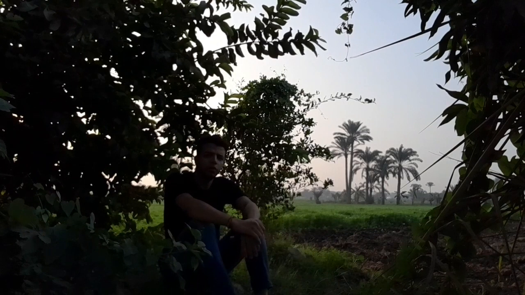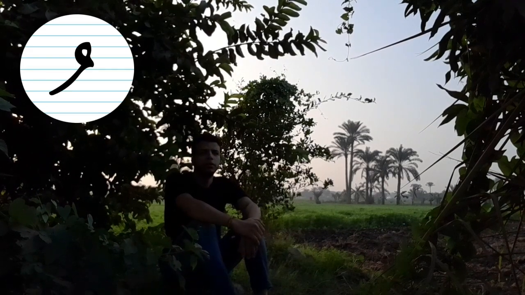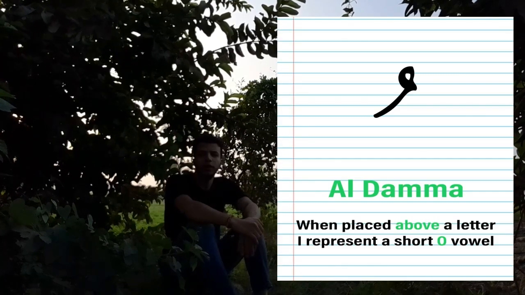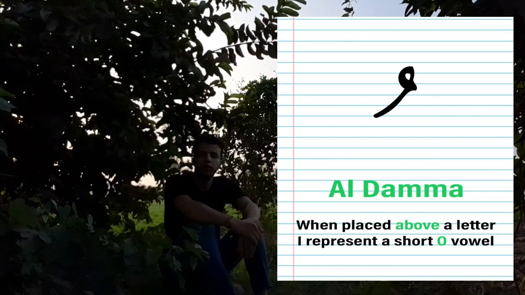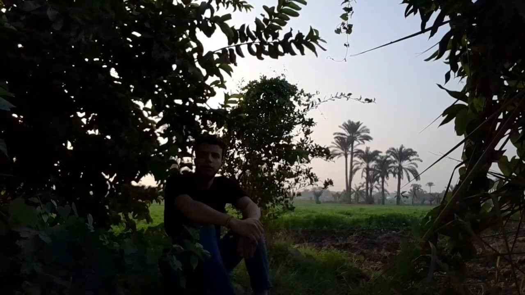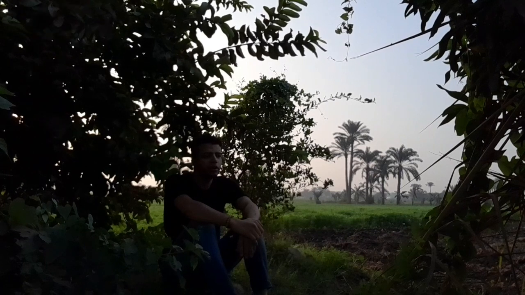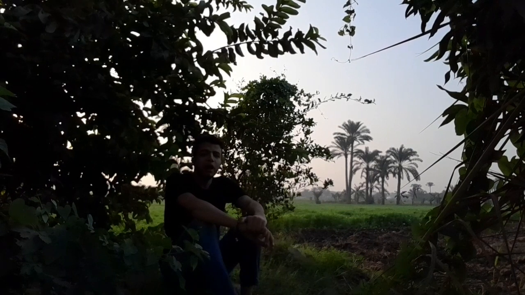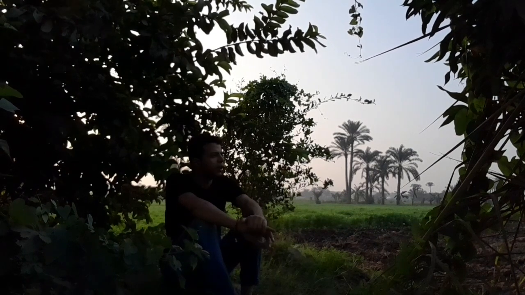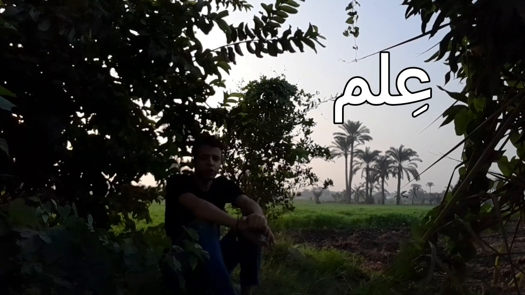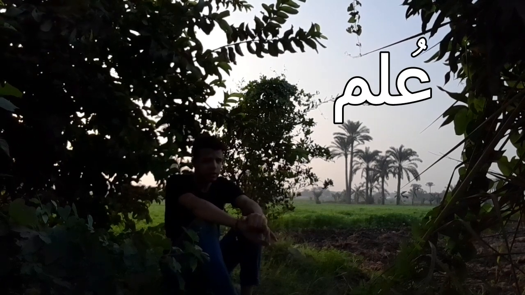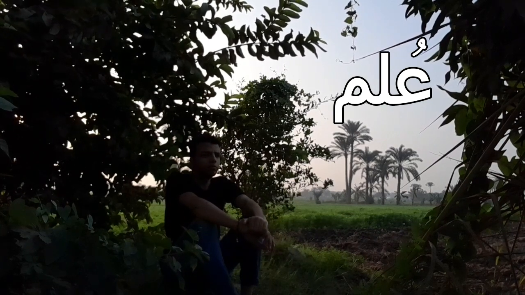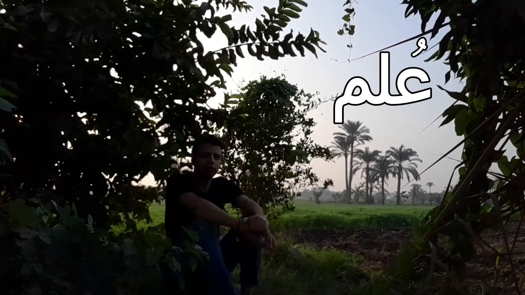Al-Damma, this mark, represents the vowels O and U in English, depending on the word and context. The letter usually sounds like no, to. It's always placed above the letters. In this word, if we switch the marks to look like this, it becomes ullim, which means has been taught.